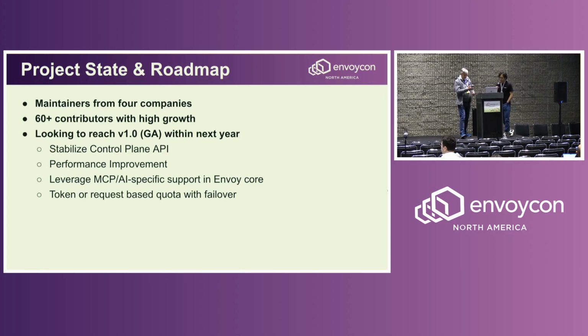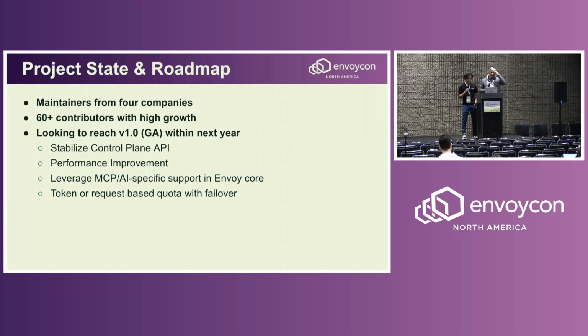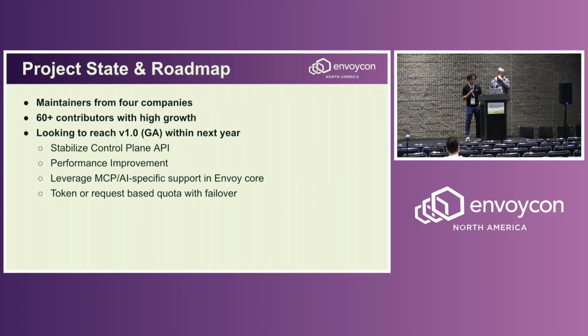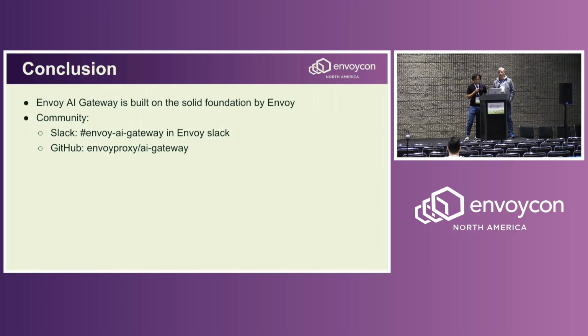Let me wrap up the talk. So the project state is that we have maintainers from 4 companies. Now we have 60-plus contributors with high growth. What I meant by that is that I think 40 out of 60 are coming from the last 2 or 3 months or so. So we have high growth, and we are looking to have a GA next year. But we have so many things to do. But let's see. That is pretty much it.